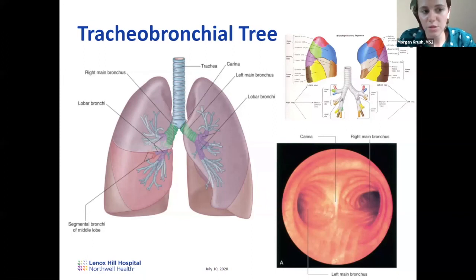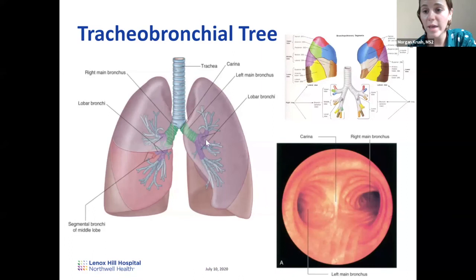So the conducting zone is simply like the highways that the oxygen takes to get to the lungs. There is no air exchange, there's no diffusion. It's just specifically providing a pathway for the air to get into the lungs. And then you have your respiratory zones, which is where the actual gas exchange takes place. You have the bronchioles and you have the alveoli, which I discussed before.